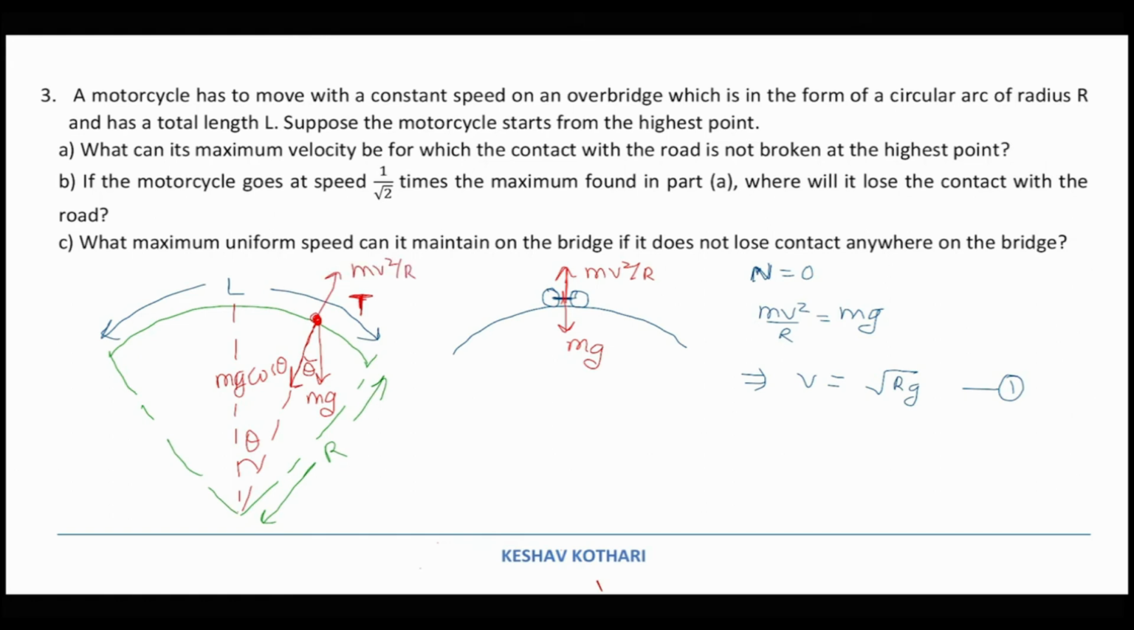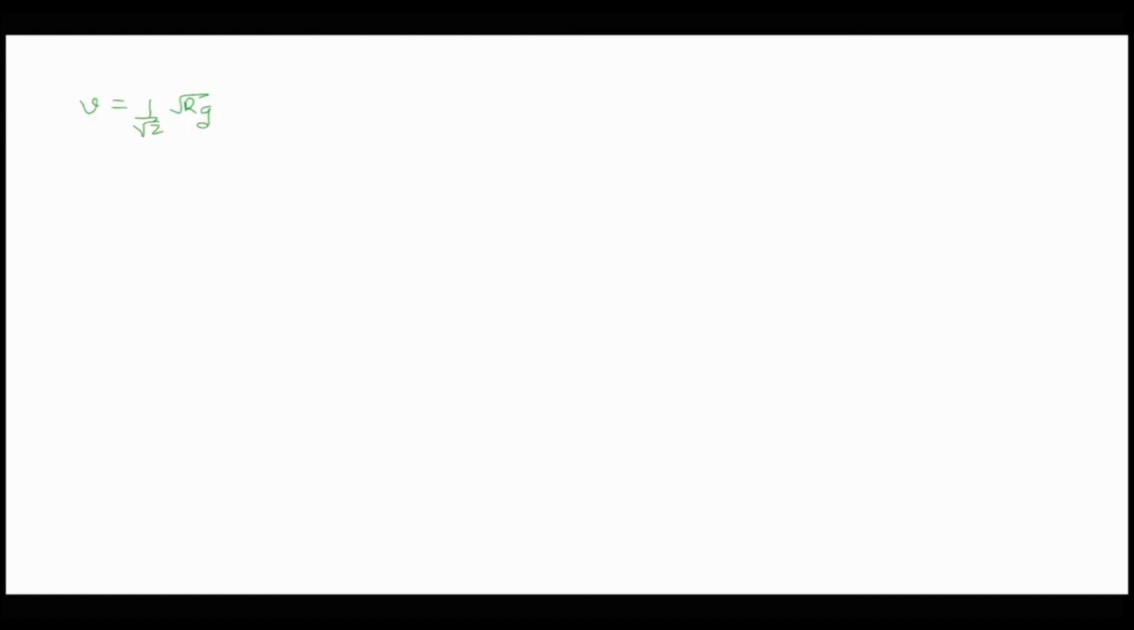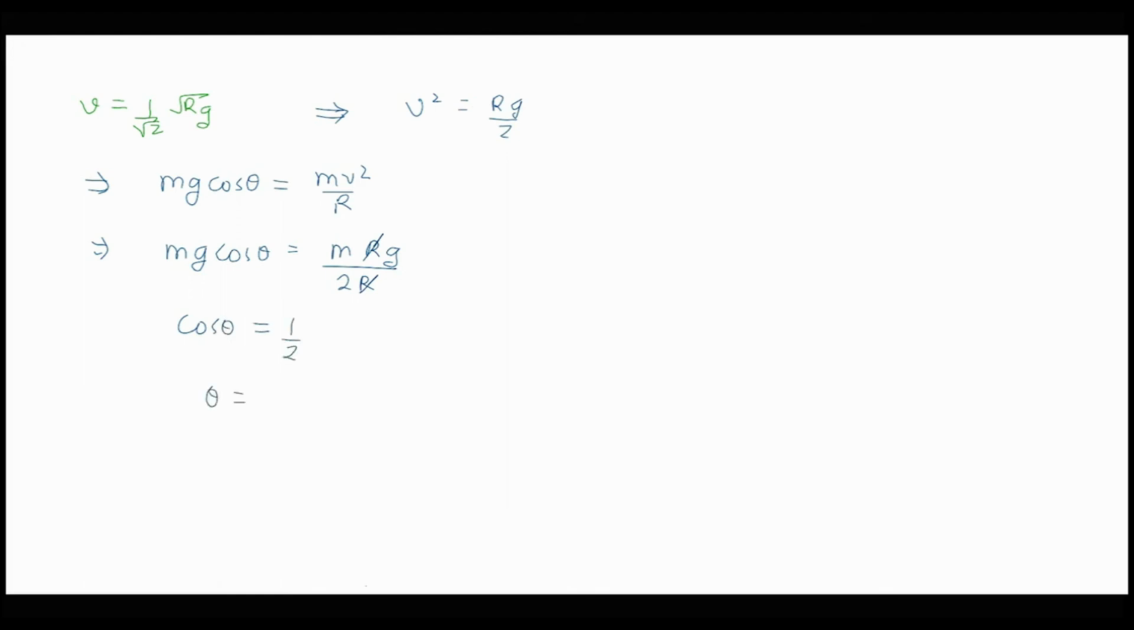So I can write it in this way, that when it is at a point T, it will be losing the contact only if the weight component, that is mg cos theta, becomes equal to mv square by r. So from here we can say that v square is equal to rg by 2, and if we put it here, we get mg cos theta is equal to m v square by r. So we get the value of cos theta as half, that is theta equal to 60 degree.